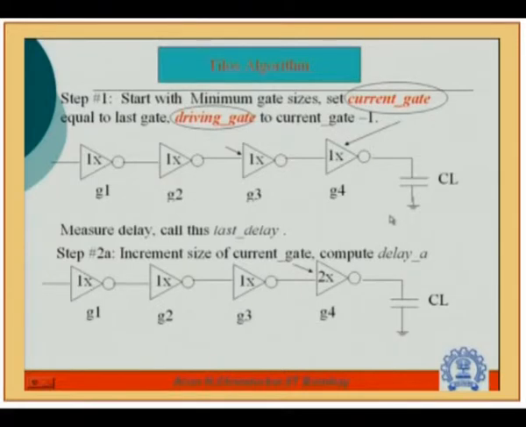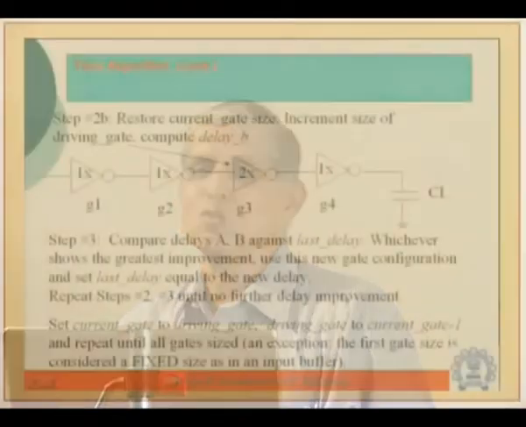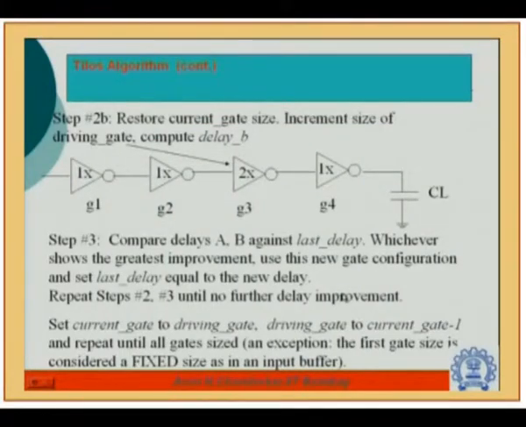output, that is the time taken to charge the output load capacitor. This we call the last delay. Then we take the last driving or current gate and increase the size to 2x, and again measure a delay A by the same technique. Then you go back and reduce the size of the current gate and increase the driving gate size, and you re-measure it. You compare both A and B with the last gate delay, which is all uniform single gate delays, and compare which one is better.